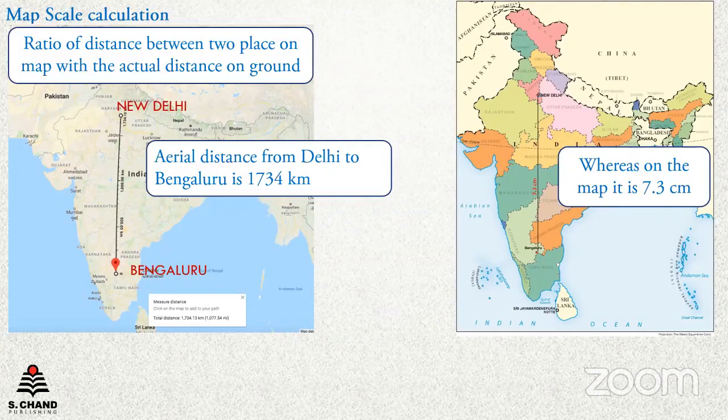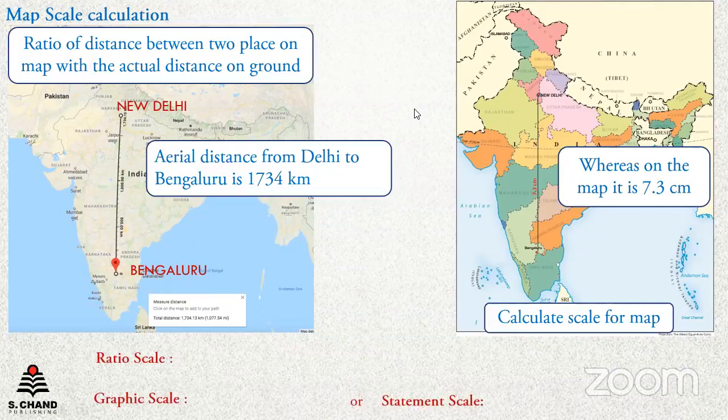For calculating scale, one very important thing is that you have to bring both distances onto a common platform. This one is in kilometer, this one is in centimeter. So we have to convert 1734 kilometer into centimeter, then make a ratio. It's very easy, not difficult, but it is a mathematical calculation. So see, I have converted the kilometer into centimeter. On the definition, the distance between the two places on the map and the actual distance on the ground. So here are three different types of scale: ratio scale, graphic scale, and statement scale.